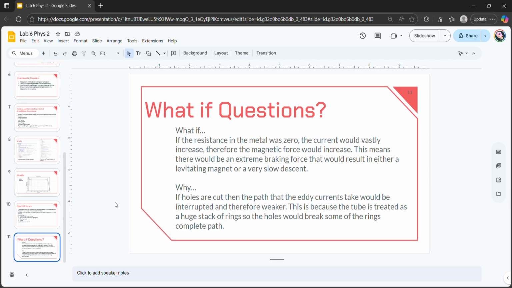And then if there are holes that were cut in the tube, then the path that the eddy current takes would be interrupted and would therefore be weaker. This is because the tube is treated as a huge stack of rings, so the holes would break some of those rings and would make them be incomplete paths.